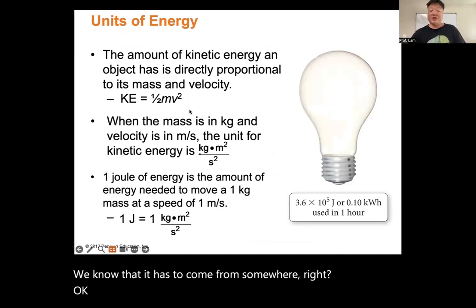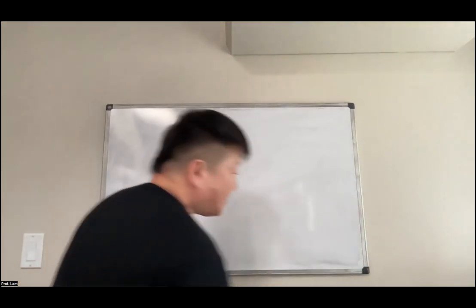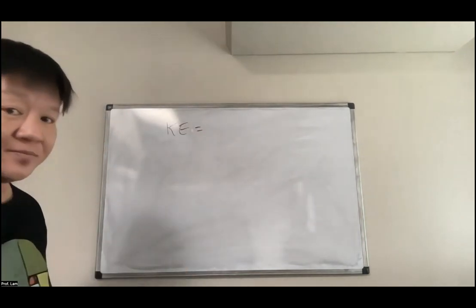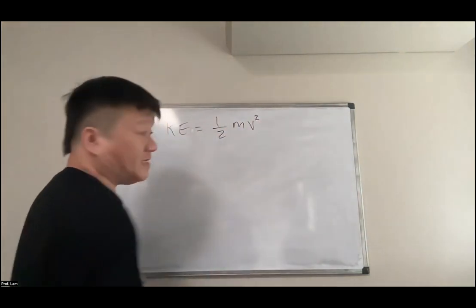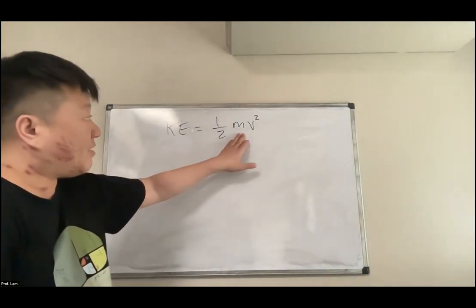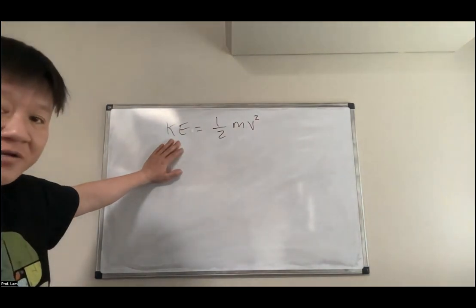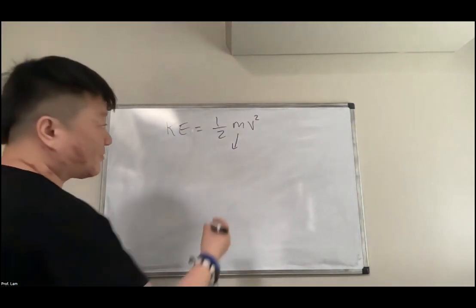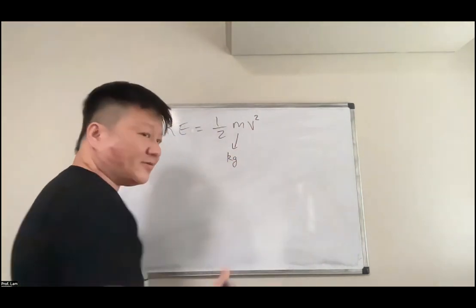Okay, so now let's talk about the units of energy. Let's go to the board for this. Units of energy we can derive from the kinetic energy equation. So KE, kinetic energy, is 1/2 mass times velocity squared. And then all we have to do is figure out the units for mass and velocity, and we'll figure out the units for kinetic energy. So mass, remember the SI base unit for mass is kilogram. And then velocity, well, you guys know velocity.